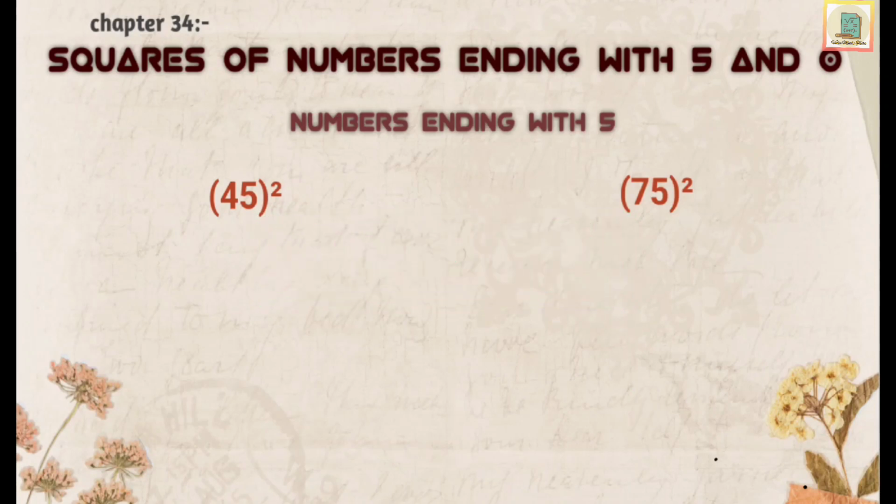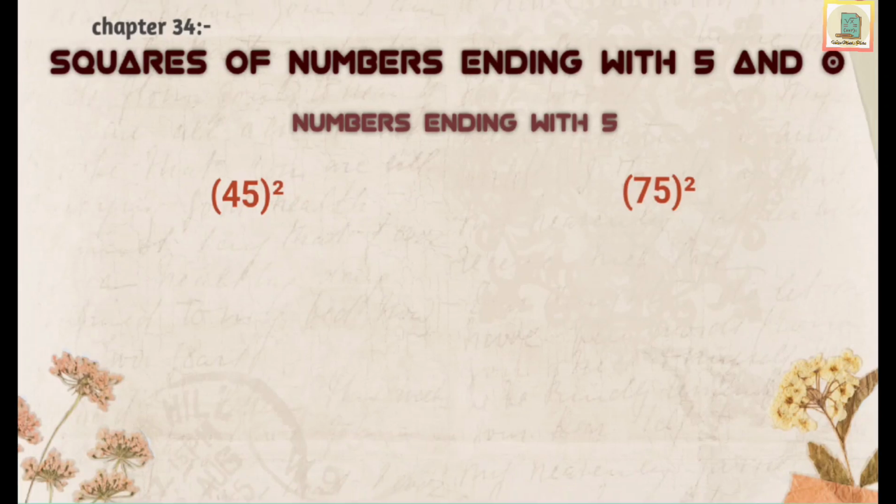So now let's start learning this method. First we will find the square of a number ending with 5. Here we have to find the square of 45. First make a partition. In the first partition we will write the first number, add 1 to it and then multiply with the number itself, and in the second partition we multiply 5 by 5.